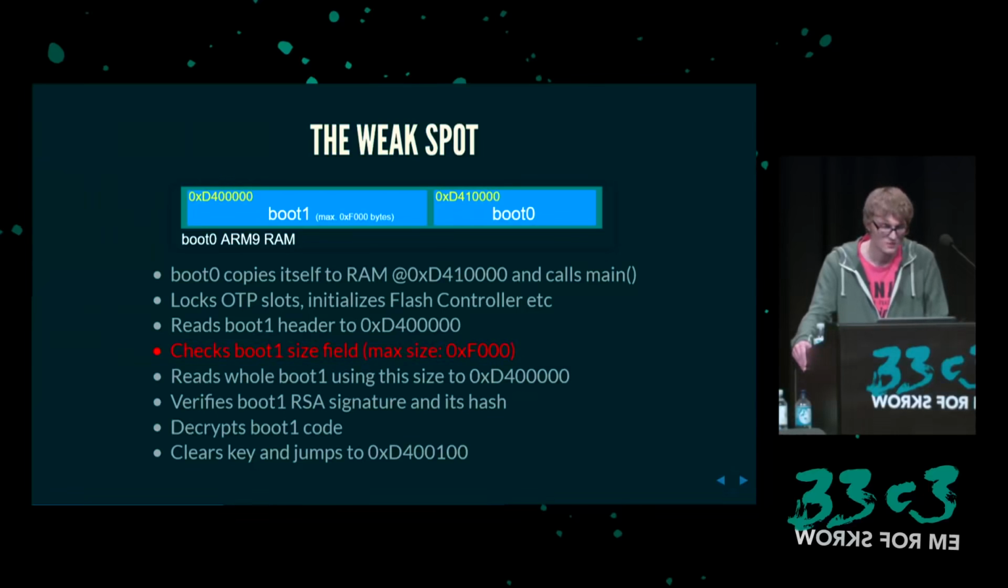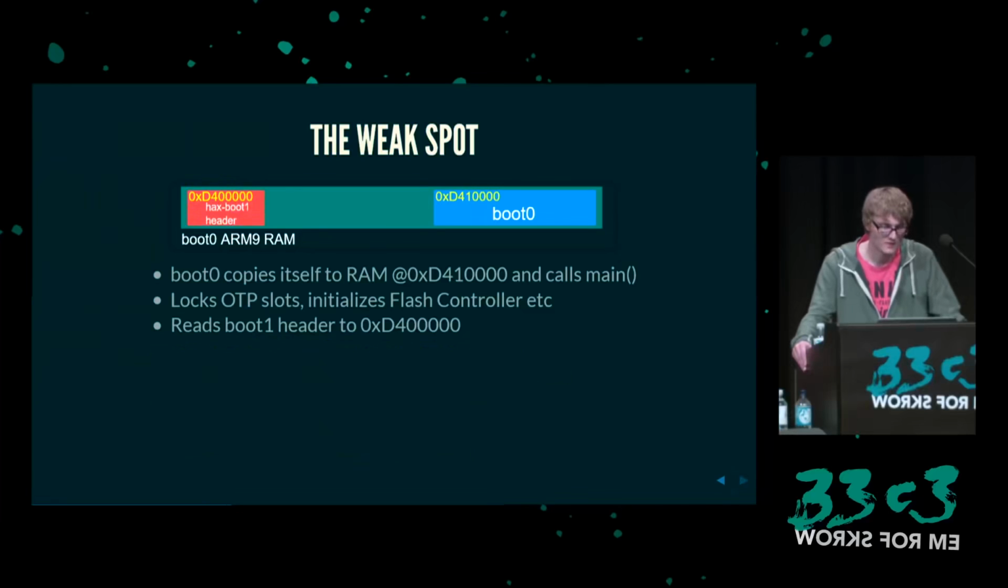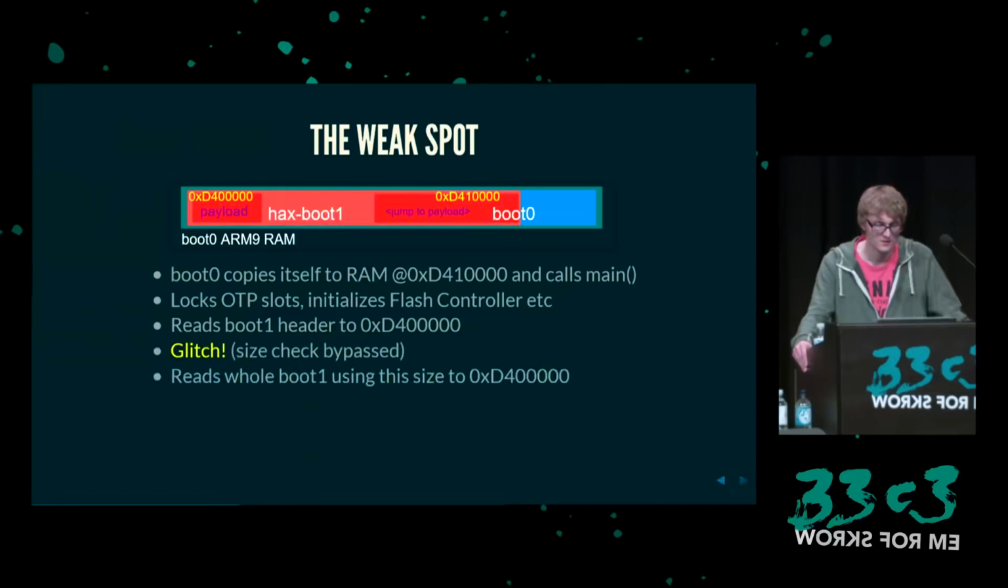So it reads the header, and then it's supposed to do the size check. And this is exactly where we want to glitch it. Eventually, it will just skip the instruction or something else happens, and then basically the size check is bypassed. So when it's reading the boot1 image using this size, it will actually overflow the buffer.